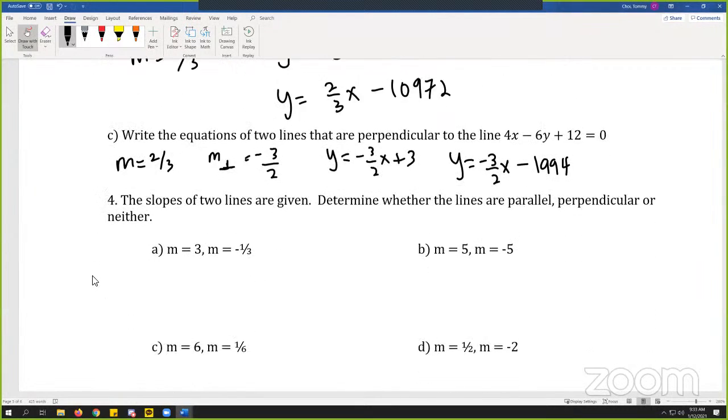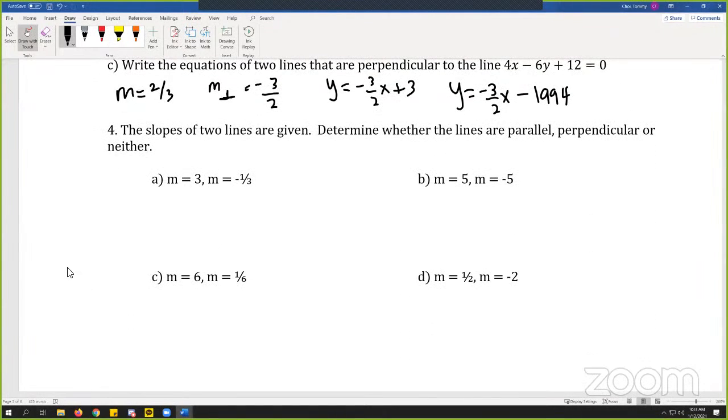Okay. Number 4. We're given slopes of two lines. Is it parallel, perpendicular, or neither? So first one here. It's number 4, so I'm going to call out the 4 people that we didn't call out now. So Rowie, parallel, perpendicular, or neither? The first one. Perpendicular, absolutely. Okay. Second one, Suyang, perpendicular, parallel, or neither?